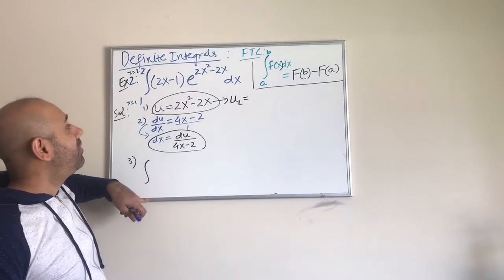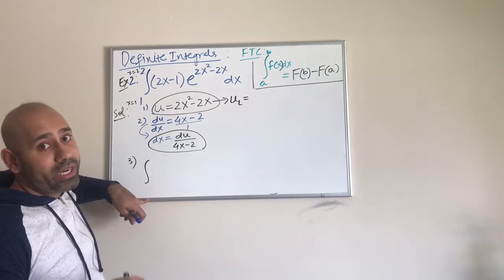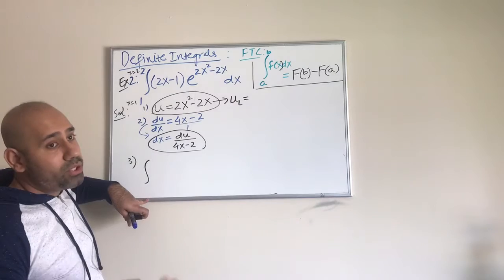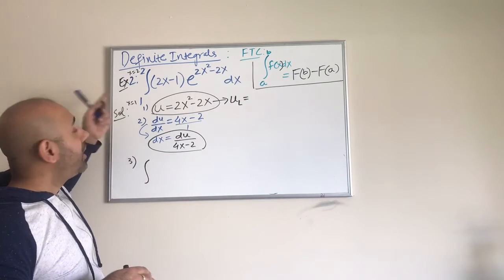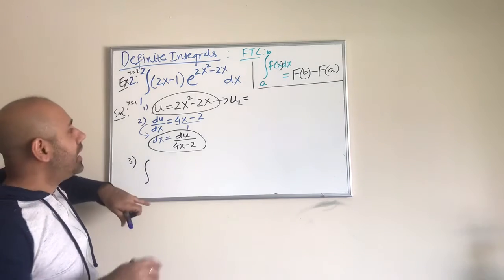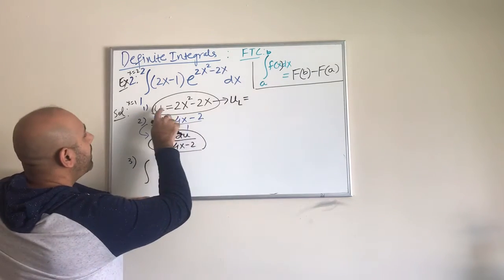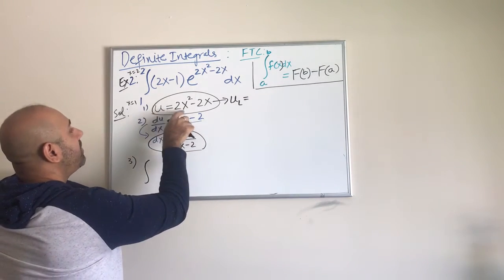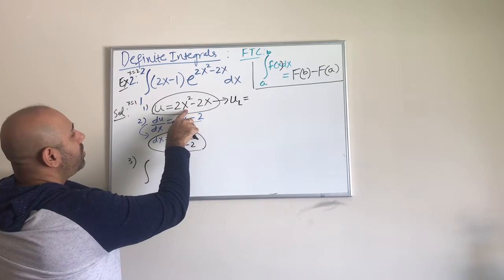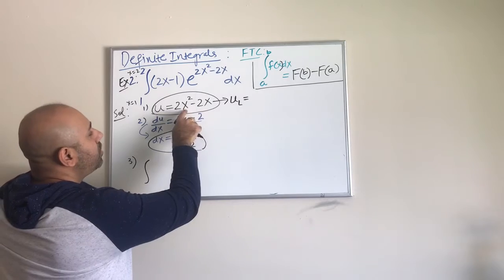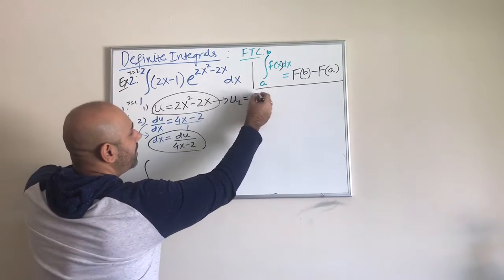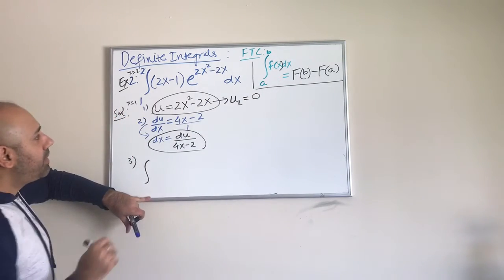So please be careful when you are using a substitution method where you change the variable from x to u or something else. You also have to change the lower limit and upper limit. So the lower limit will be this value for u when x is 1. So I substitute 1 here and 1 here. So 1 squared is 1, 2 times 1 is 2, 2 minus 2 basically is just 0. Okay, that is the lower limit.